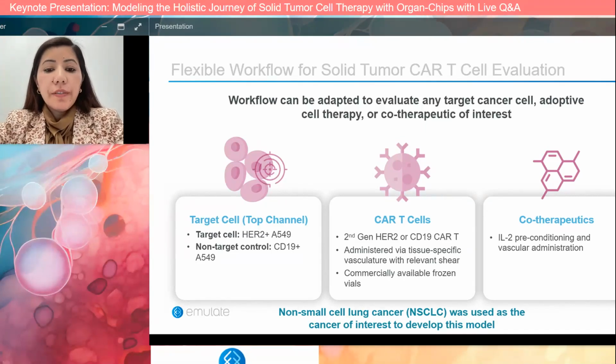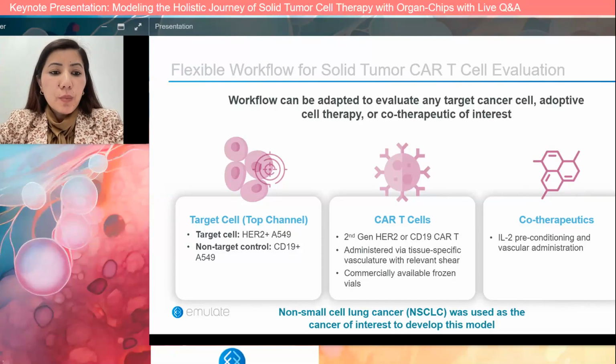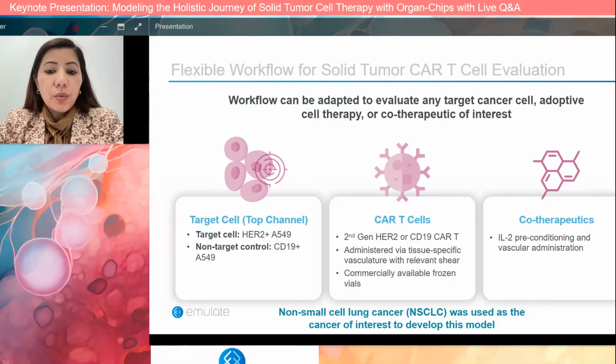Now to develop this workflow, we have used non-small cell lung cancer because it's one of the leading causes of death related to cancer, solid tumor. We used A549 because a lot of the clinically targetable antigens are expressed by the A549 cell line.